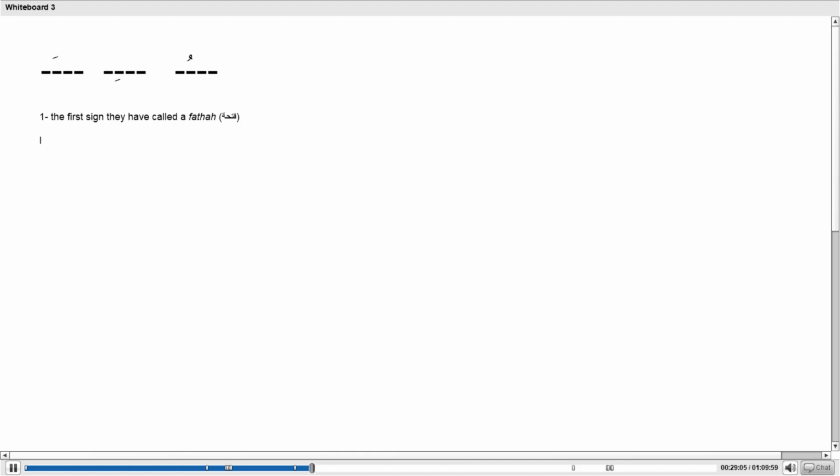Now, linguistically, and here we can write a title that says the harakat. Okay, plural of harakah. The harakat are three. What are the harakat technically? Don't forget. What are the harakat technically? Not the movement itself. It's not the movement. It's the signs.